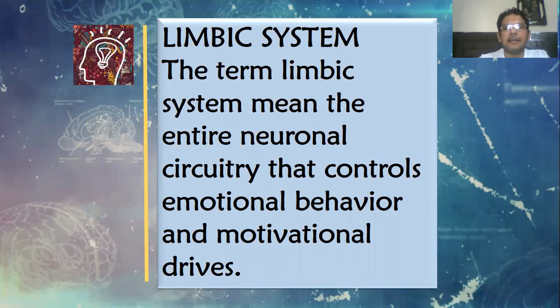So the limbic system, as we were talking about in the initial slides, there are two: the primitive brain and the limbic system. The term limbic system means the entire neuronal circuitry that controls emotions, emotional behavior, and motivational drive. So it's the whole brain circuitry that controls our behavior and the emotions. So this is actually a unique characteristic of the human, that they have very complex behavior and very complex motivational drives.